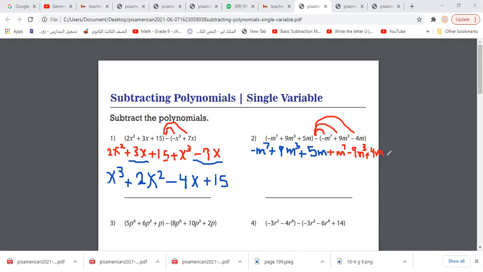Do we have a like term in this question? How many groups do we have in this question? Yes, we do. How many? I can separate them in how many groups? Two or three? Three. One with m power 7, one with m power 3, and one with m. If you want to arrange them vertically, you are welcome, no problem.